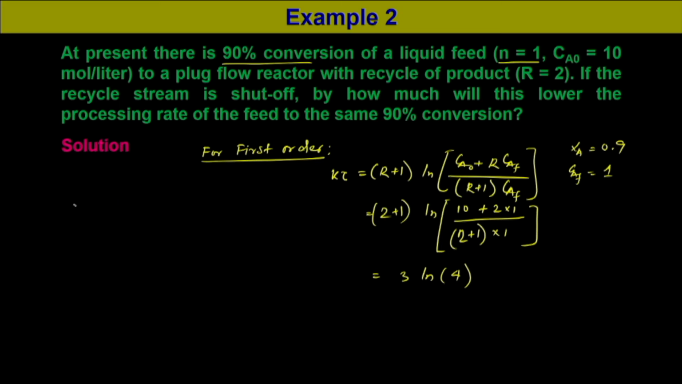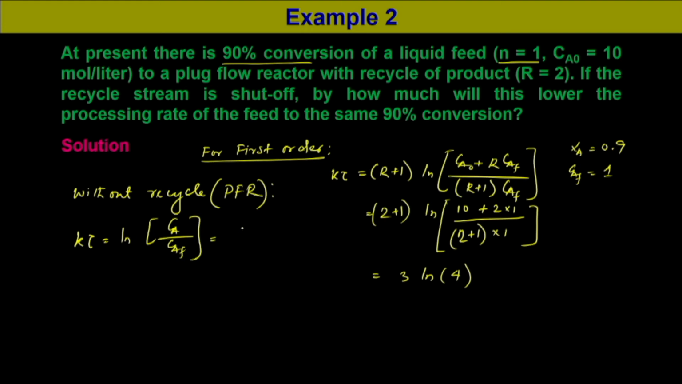Now, without recycle, that means it is PFR. We can write K tau is equal to ln Ca by CAF, which is equal to ln 10 by 1, which is ln 10.